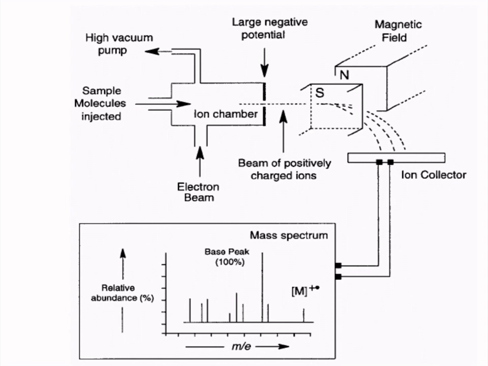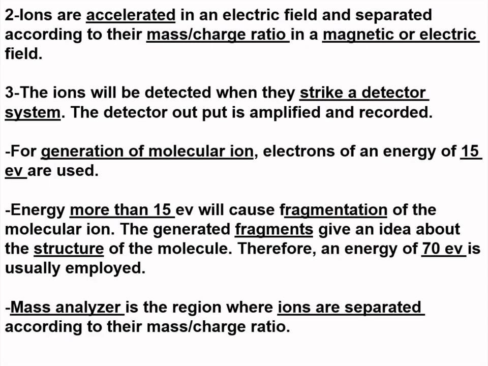This peak should possess the value of the molecular weight, and it is an odd electron ion. After ion generation, as you saw in this diagram or sketch, the ions are accelerated into the mass analyzer in the presence of a negative potential, and separated in the mass analyzer according to the mass over charge ratio.